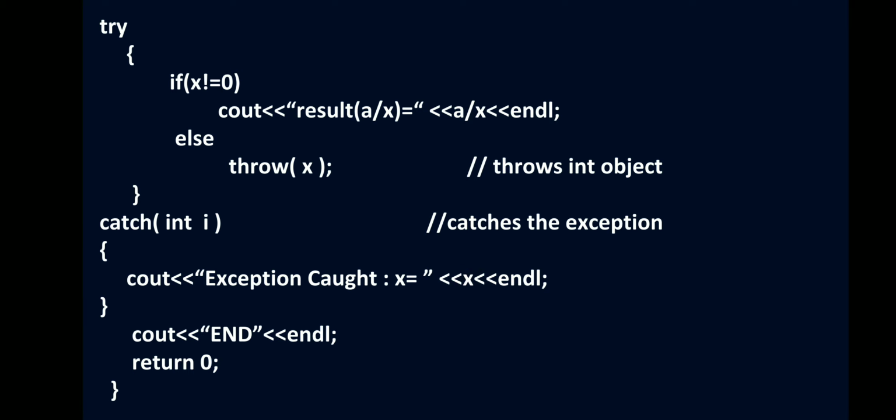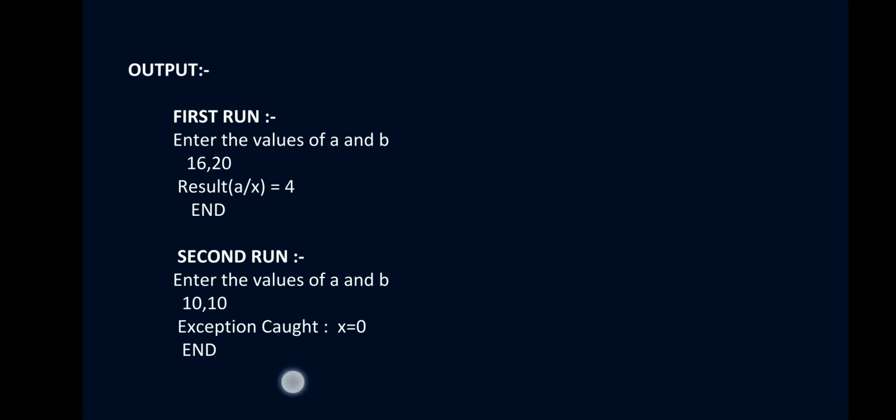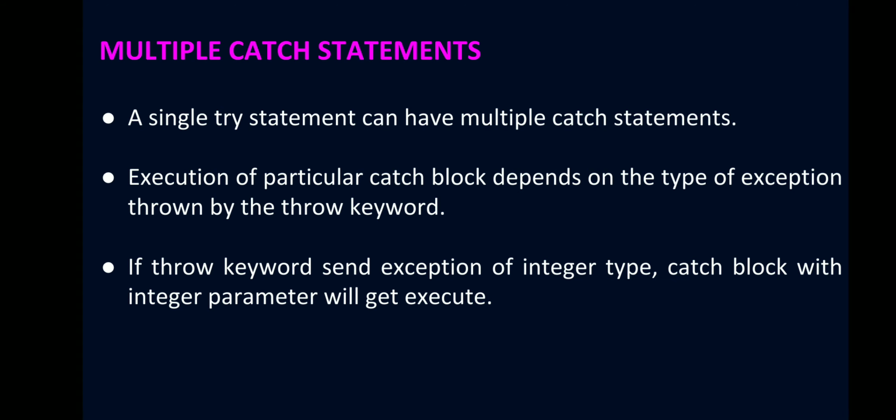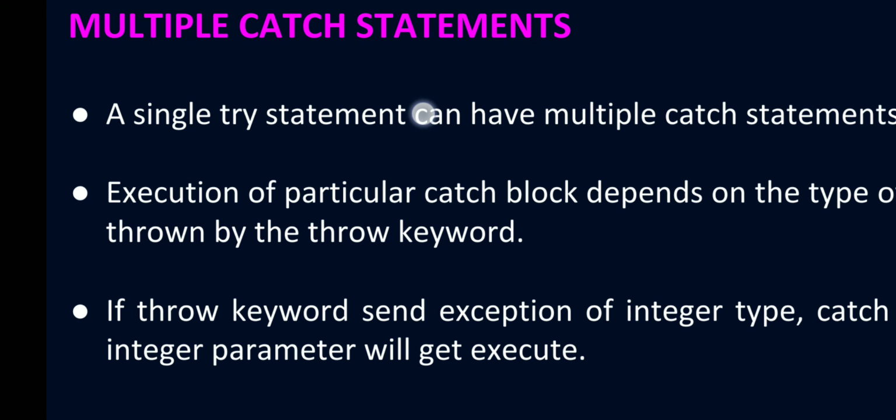So when the values of A and B are equal, I am getting an exception, the division by zero exception. I'm throwing the exception and catching the exception. Without terminating the program, I'm continuing with the program. This is the division by zero exception. Now let us see multiple catch statements.